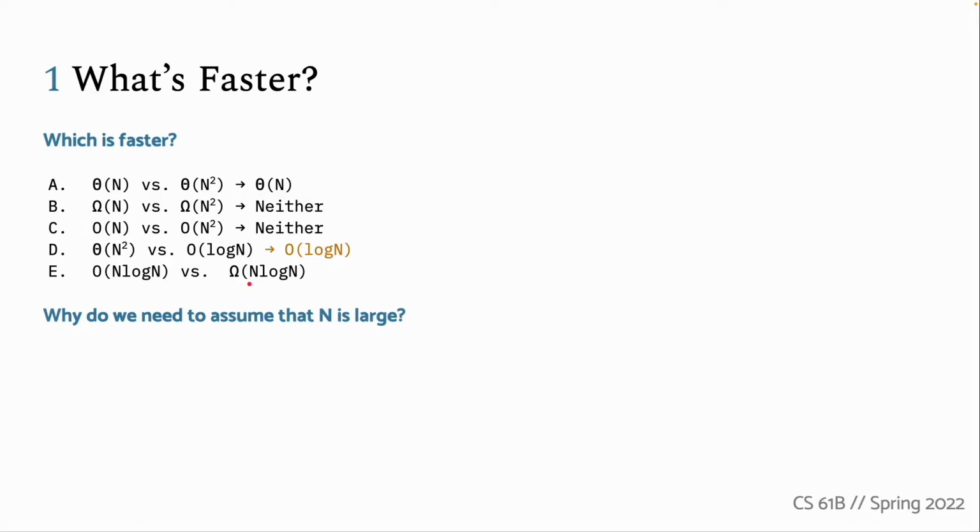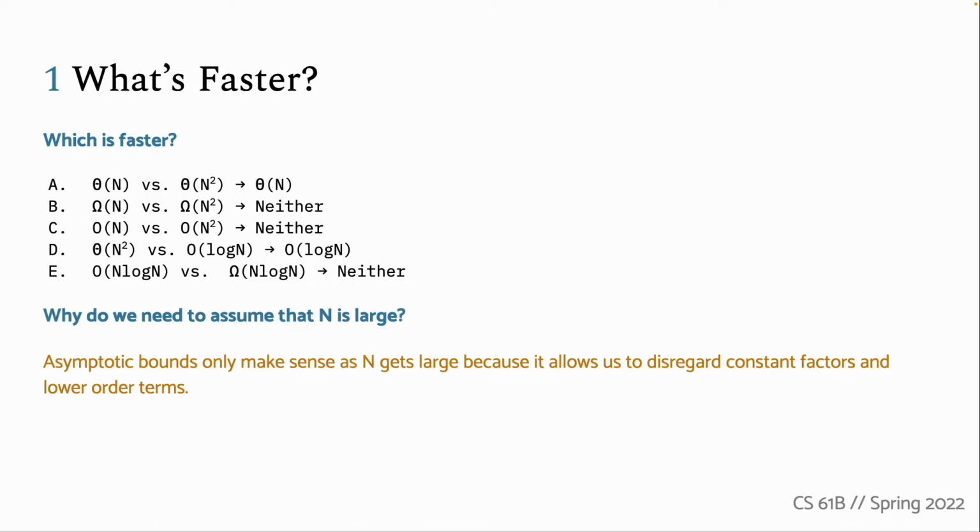So in that one case, they would actually take the same amount of time. There's no way for us to know which one's faster, so we just have to say neither. And lastly, the reason we have to assume that n is large is because asymptotic bounds only make sense as n gets large, because it allows us to disregard constant factors and lower order terms. Otherwise, there's too much messing up.